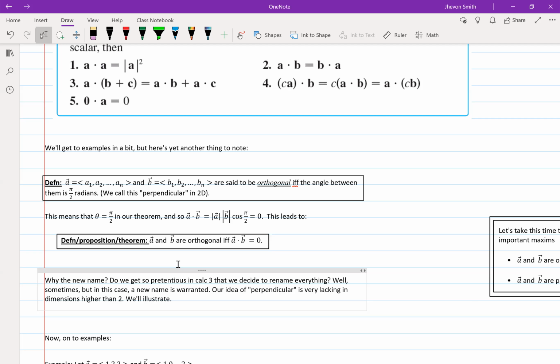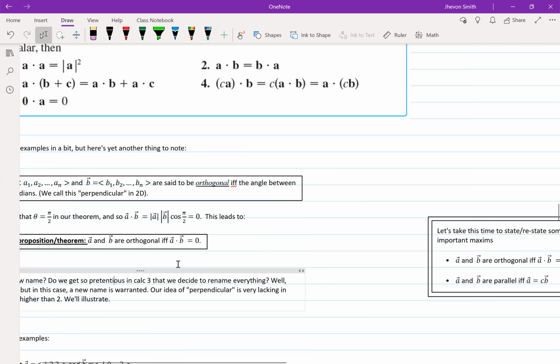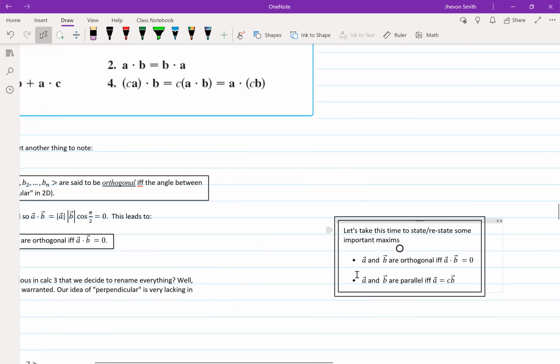Are they perpendicular to each other? All I need to do is just do this dot product calculation, just multiply the corresponding components, add them together. Get 0? Yes, they are perpendicular. Don't get 0? No, they are not perpendicular, okay? And that leads us to this little maxim, which we're going to add to in tomorrow's lecture.